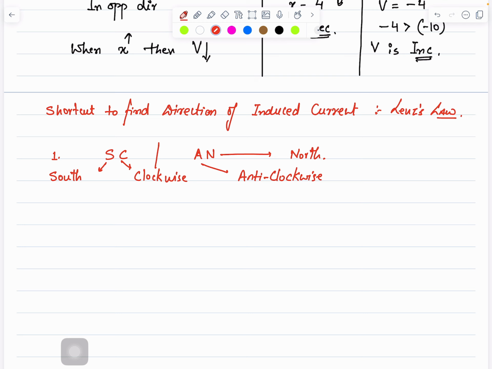Okay. Second is your point of observation, that is, where the person is standing. From where we are looking at the question, from where we are observing.